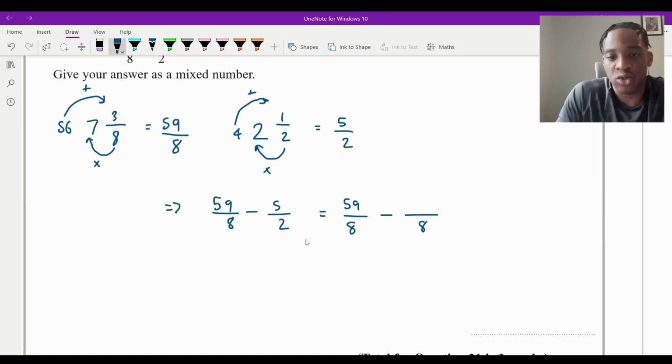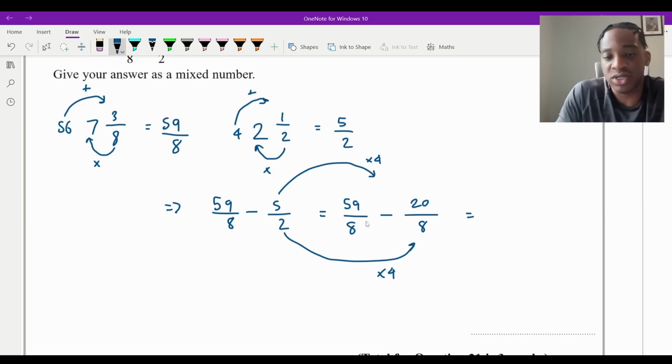Now I've gone from a 2 to an 8. That means I've multiplied by 4. Remember, fractions have to be equivalent, meaning I have to multiply this top number by 4 too. So I'm going to have 20/8 here. So now I've got 59/8 minus 20/8. Because the denominators are the same, I can just subtract the numerators. 59 take away 20 is going to be 39/8.